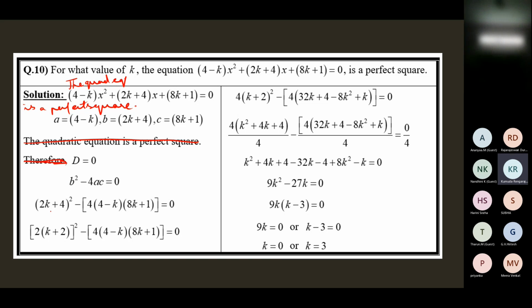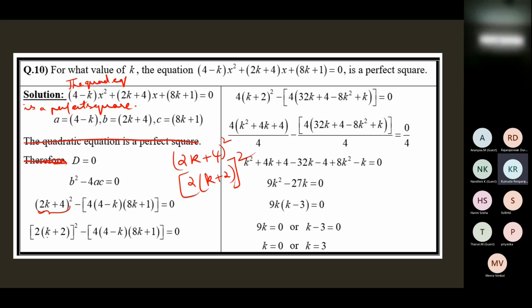I've just taken out two common here. You can even expand it, children. Working is not that you should do it like this; you can even expand this one. What I have done is I always take out the common factor. If there's a common factor, I bring it out. So 2k plus 4, how will you bring out the common factor? 2 is common into k plus 2. But this is whole square, so this one is also whole square. That's what I've written here.